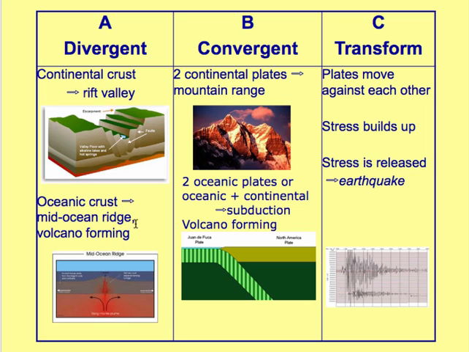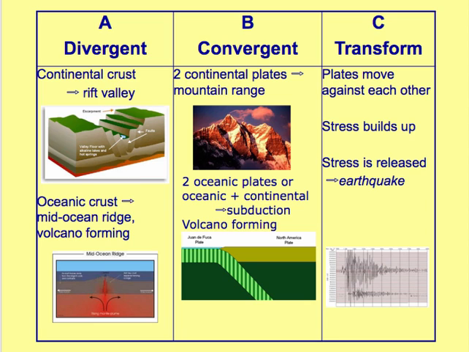With oceanic crust, you have mid-ocean ridges and volcanoes forming. This typically happens underwater, and you end up with underwater volcanic ranges. When you have convergent plate boundaries and they're two continental plates, you get mountain ranges, similar to the Himalayas or the Andes. Then you can also have two oceanic plates or an oceanic and a continental plate. One is more dense than the other, so you have subduction happening and volcanoes forming.